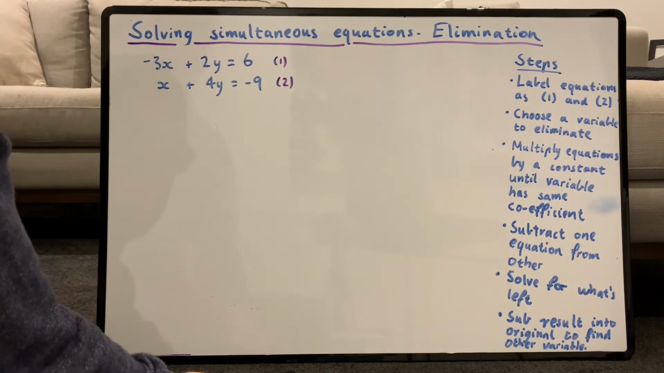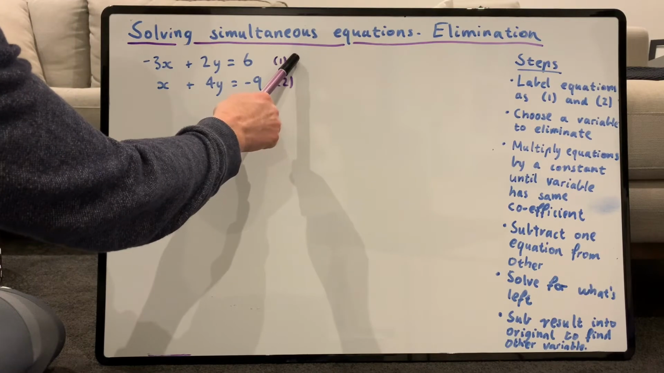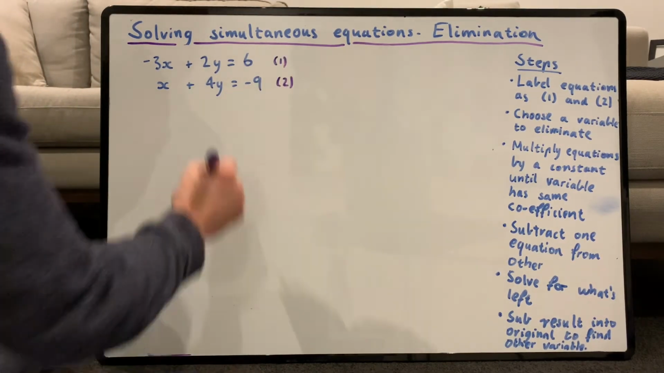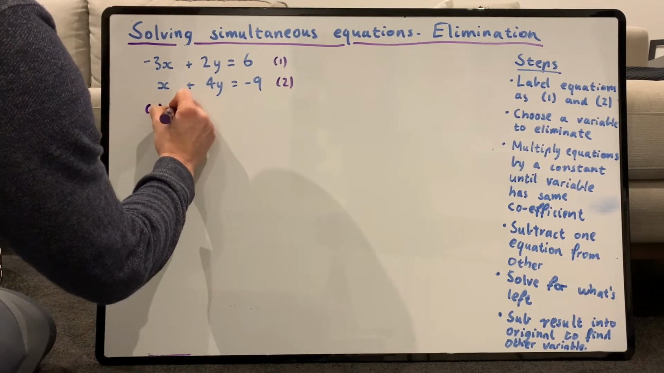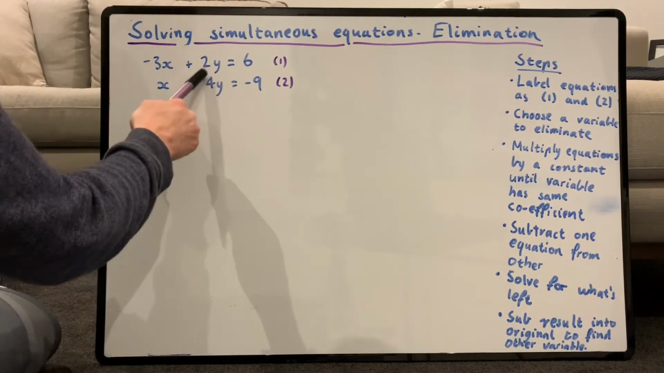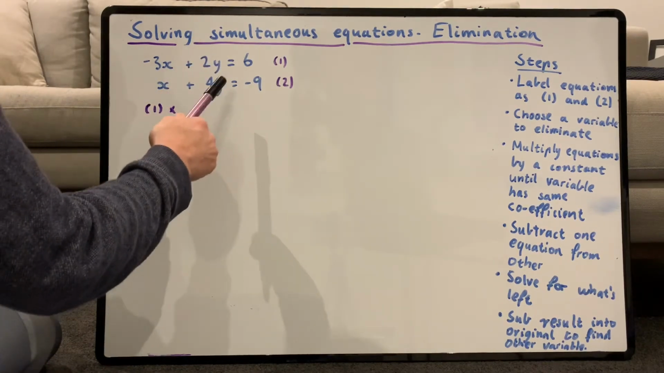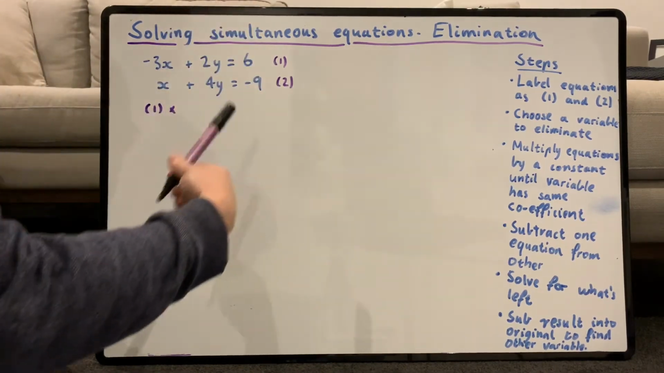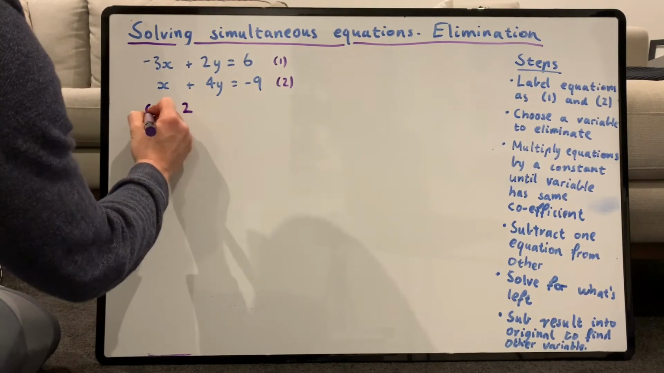Okay? And you can probably guess that I'm going to be multiplying this equation 1 through by 2. Why is that? Because in equation 2 it's 4y, and here the 1 is 2y. So if you multiply 2y by 2, you make it 4y, and then you can do your elimination. Okay, so let's multiply 1 through by 2.